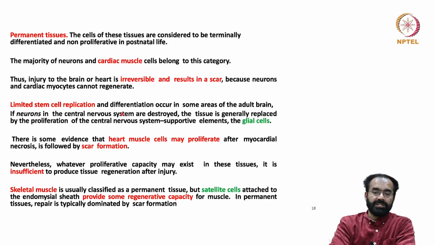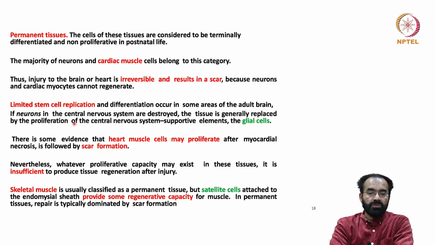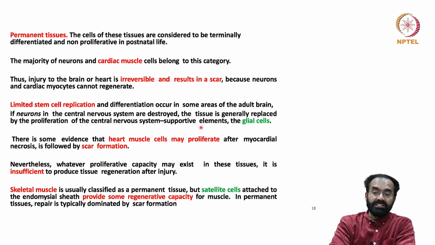Limited stem cell replication and differentiation occurs in some areas of the adult brain. If neurons of the central nervous system are destroyed, the tissue is generally replaced by the proliferation of the central nervous system supportive cells called glial cells. There is some evidence that the heart muscle cells may proliferate after myocardial necrosis, and this is followed by scar formation, but it is not powerful enough to restore the damaged area. Nonetheless, whatever proliferative capacity may exist in these tissues, it is insufficient to produce a proper regenerative response.